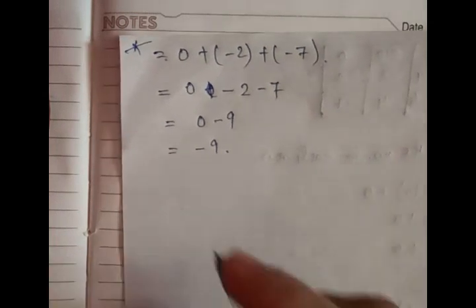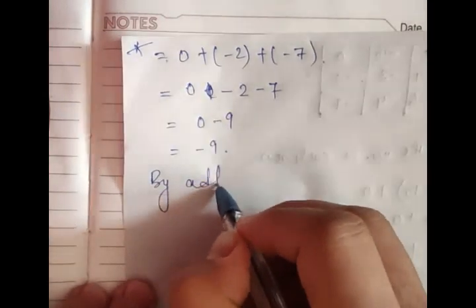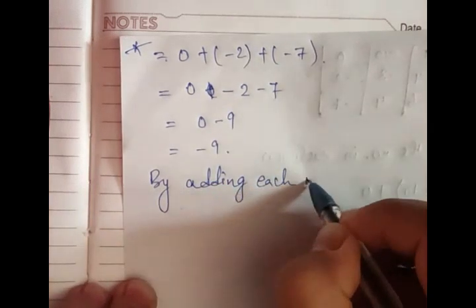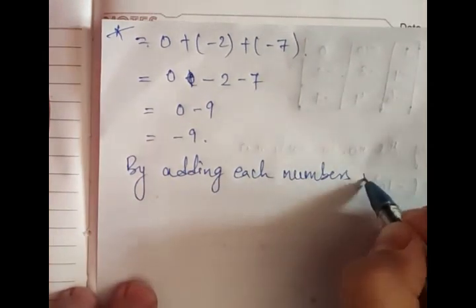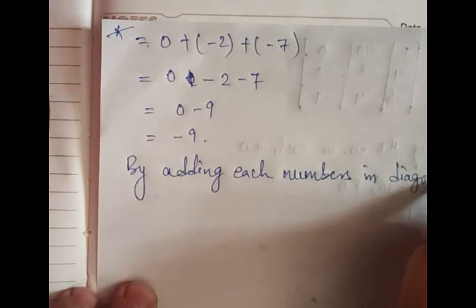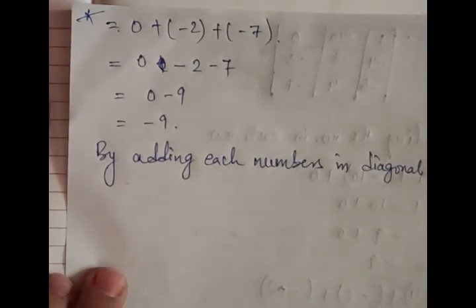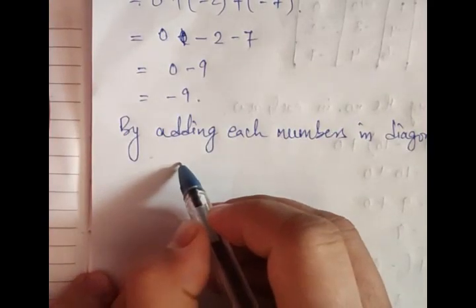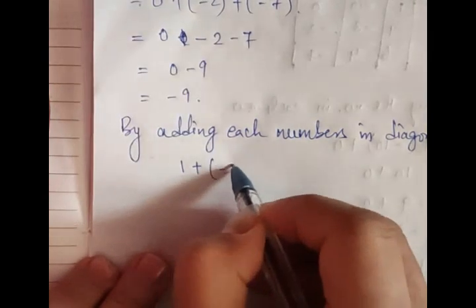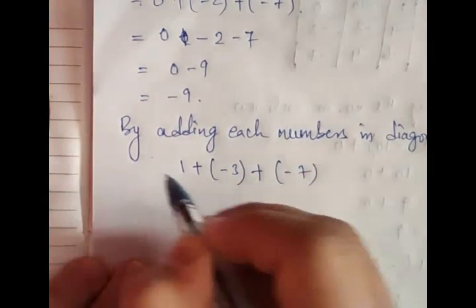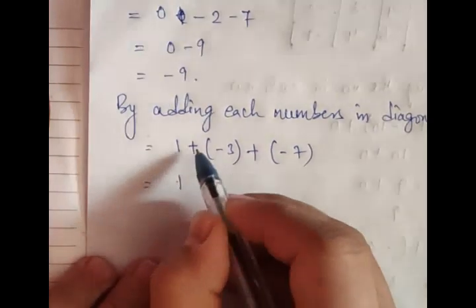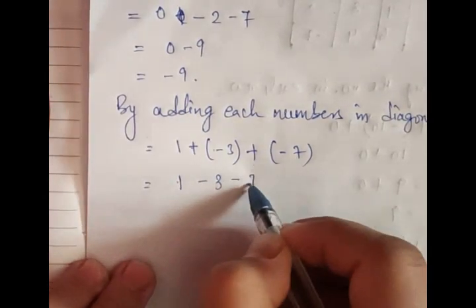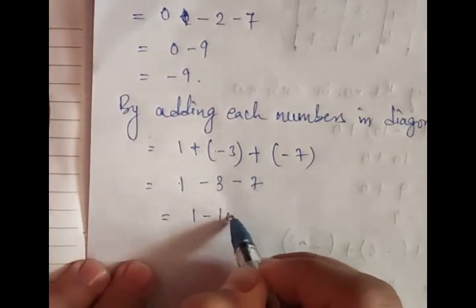Now what remains? Diagonal. So by adding each number in the diagonal, let's see whether we get our magical square or not. This is our last hope we have. So 1, minus 3, minus 7. 1 plus minus 3 plus minus 7 is equal to 1 minus 10, is equal to minus 9.